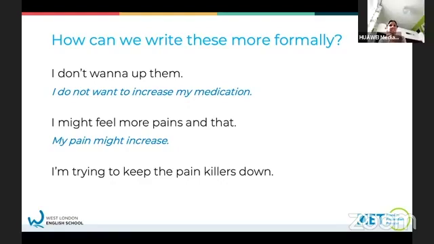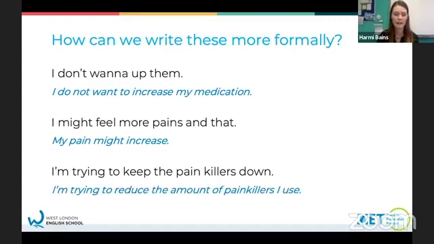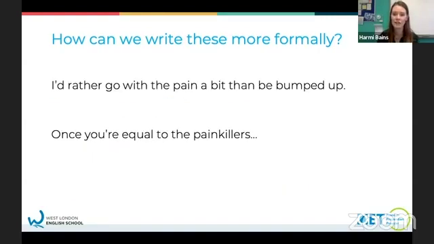I'm decreasing my painkillers. And you said, I'm trying to decrease my painkillers. Yeah, that could work. I'm trying to reduce the amount of painkillers I use. So reduce, decrease, same thing's fine. Good. Okay, and we've got the last 2. Same thing. I'll give you 30 seconds. Try and write these a little bit more formally.